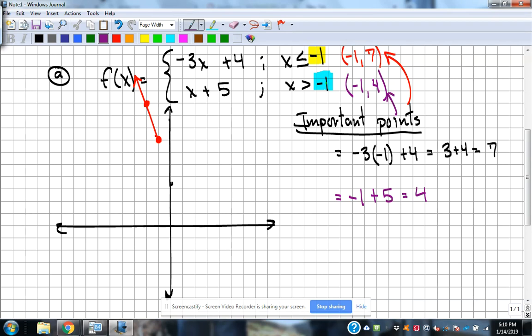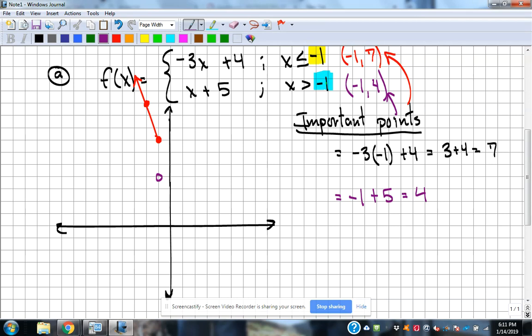Okay. Am I going to put a filled in dot or an open circle on this one? Why is it going to be open? It doesn't have an equal to mark on the inequality. So I'm going to go to -1, 4, and put an open circle right there. And it says that the x values of that are greater than -1. So what direction is that going to go? To the right, towards the positives, 0, +1, +2.